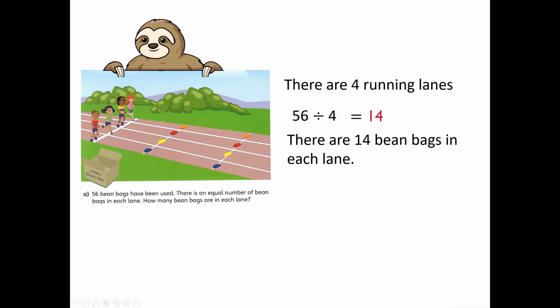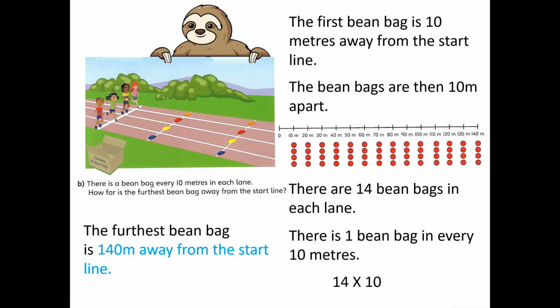Greg asked us the second question. He asked us how far the furthest beanbag was away from the start line. The first beanbag is 10 metres away from the start line. It wouldn't make sense to have the first beanbag on the start line. We've got to always use the context and think about the question in the real world. The beanbags are 10 metres apart. Let's illustrate that. We know that there are 14 beanbags in each lane. We worked that out already. There is 1 beanbag every 10 metres, so 14 multiplied by 10 is 140. The furthest beanbag is 140 metres away from the start line.